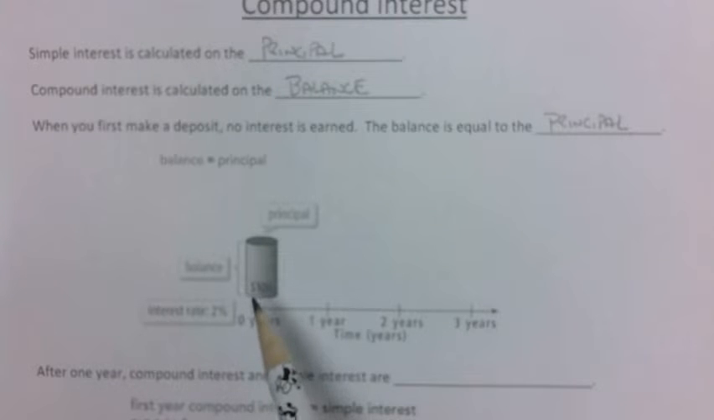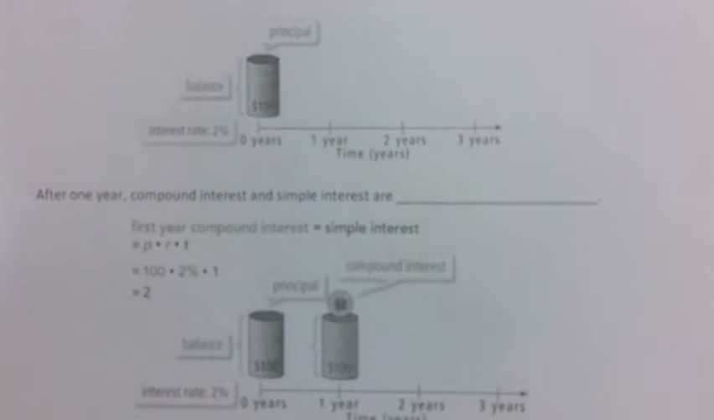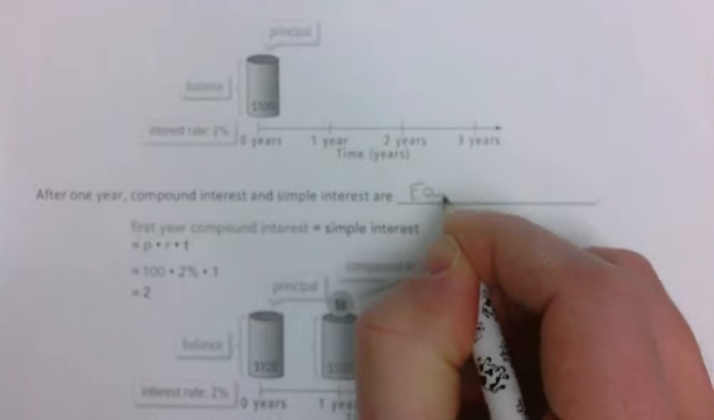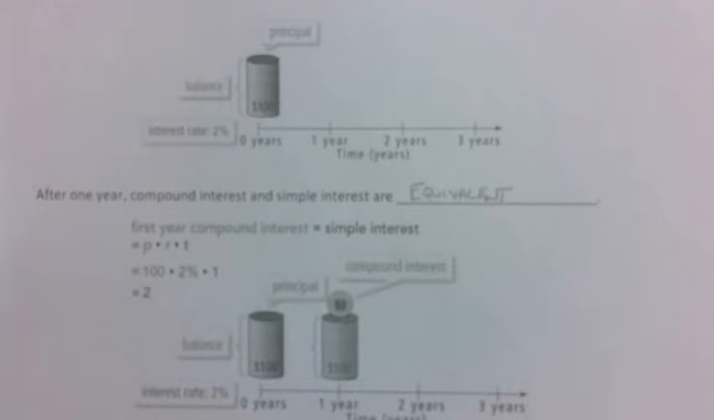What we're going to do is see what happens to the account balance after 1 year, 2 years, and 3 years. And we're going to use an interest rate of 2% on this account. After 0 years, at the very beginning, the principal and balance are equal to each other. After 1 year, in this example, compound interest and simple interest are equivalent. They're the exact same amount. You calculate the amount of interest for the first year based on the principal amount: principal times rate times time.